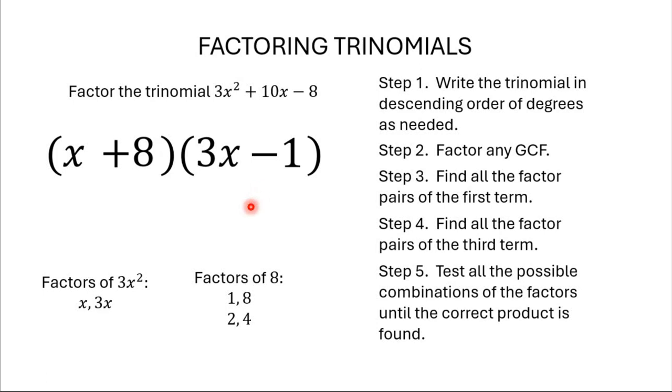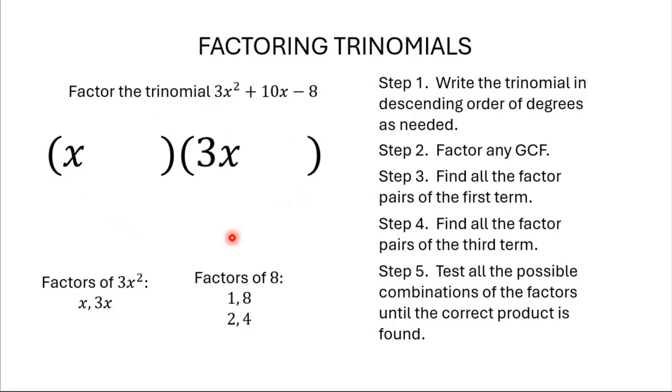When we tried this out, the outside product would give me negative x. The inside product would give me 24x. And when I add those together, I get 23x. 23x is not 10x. Therefore, this combination doesn't work. So x and 3x does not work with 1 and 8.